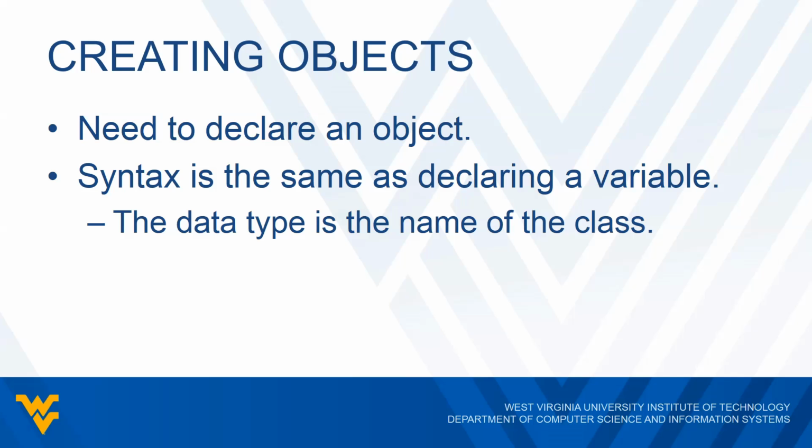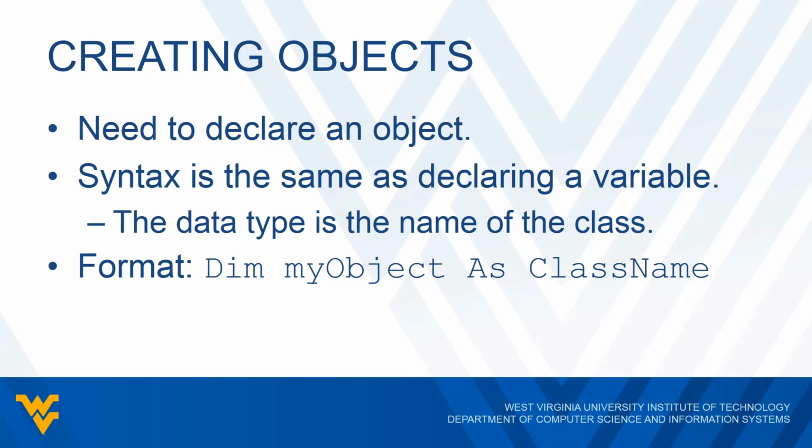So let me give you the format for this. We're still going to have dim, and then my object is just a placeholder. It's going to be whatever object variable you want, and then we still have the word as, and then we have the name of the class. So we're just going to have dim, the name of the object, as, and then the name of the class, and that simply declares the object.